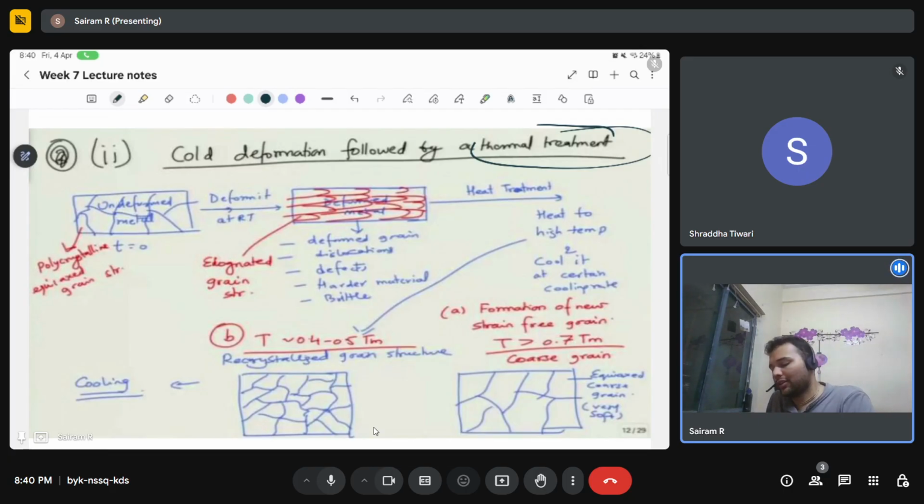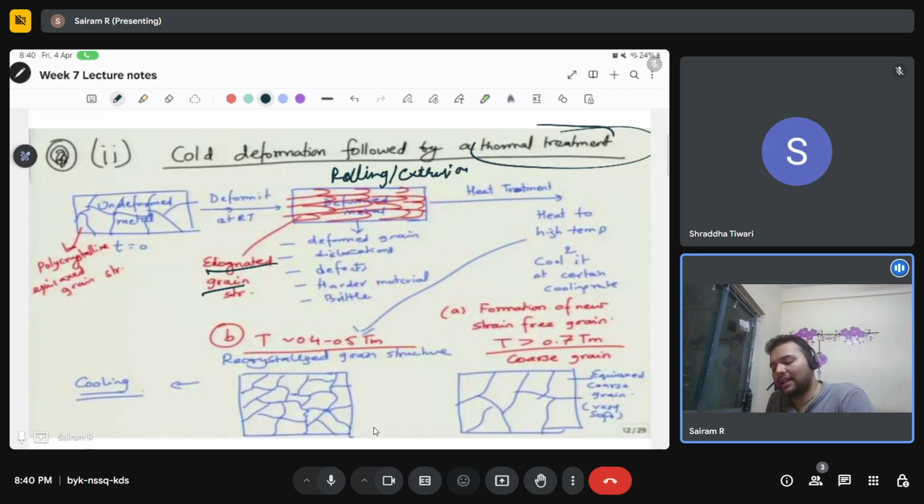So what I do in this case, to have such oriented crystals, oriented grains, I might have done some process like rolling or extrusion to have such elongated grains.